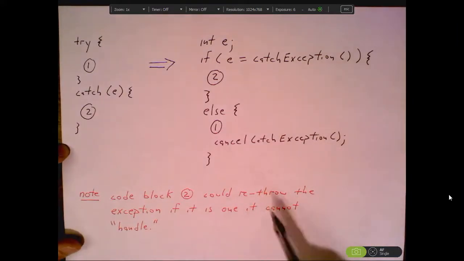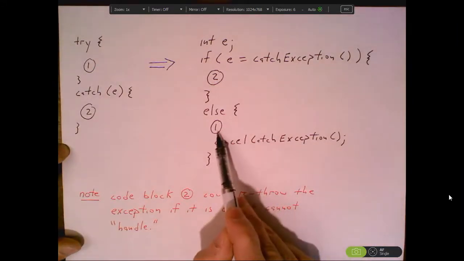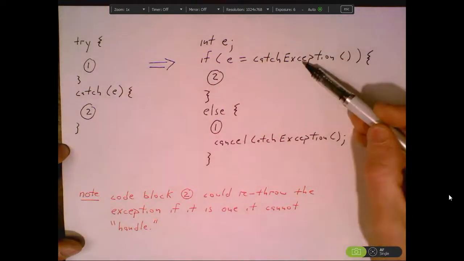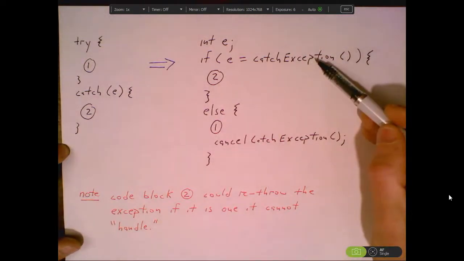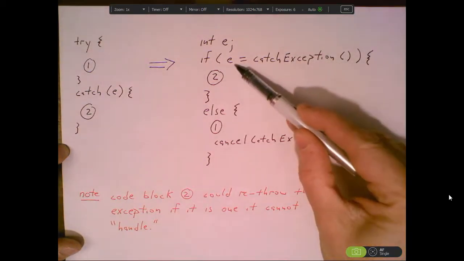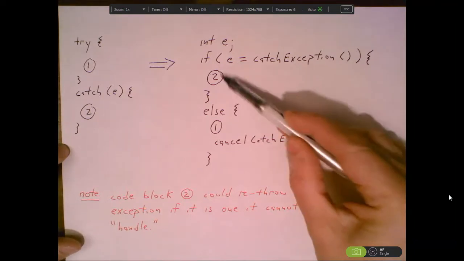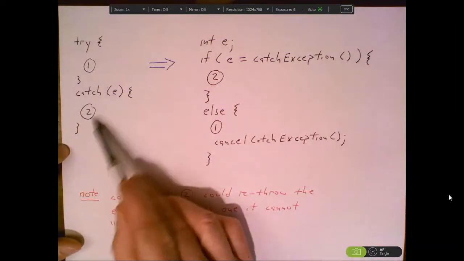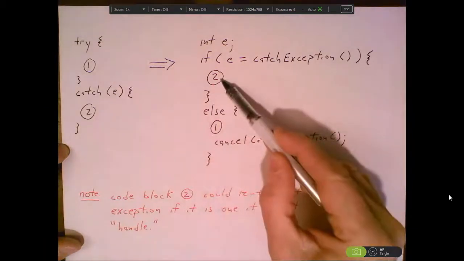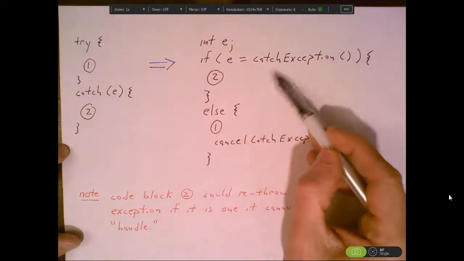So what happens if an exception is thrown from block 1? Well, then catch exception wakes up for a second time in essence. And this time, when it returns to us, it returns the exception value, which in our world has to be a non-zero value. And then block number 2 from the catch clause over here on the left executes, and we can try to handle or respond to that exception.